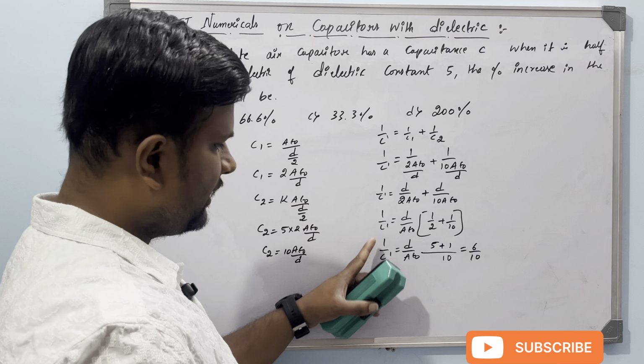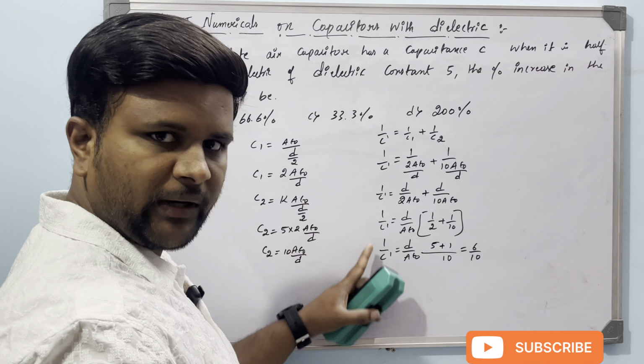Okay. So see here, this one is 1 by C dash. I need to calculate C dash. So take the reciprocal. C dash becomes, here numerator becomes denominator, denominator becomes numerator. So here we will get A epsilon naught divided by D and 10 divided by 6. Here 2 5s are 10, 2 3s are 6, that is 5 divided by 3. Okay. So C dash becomes 5 divided by 3.